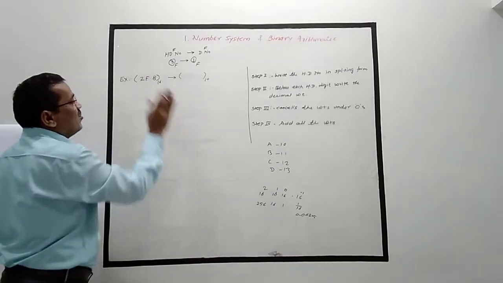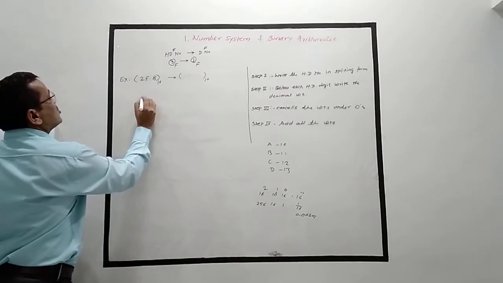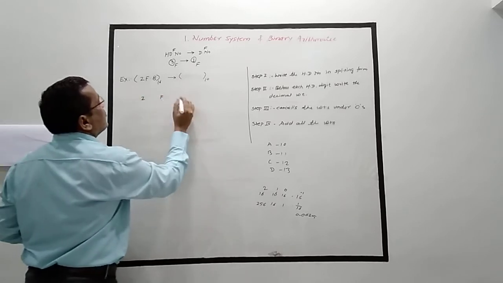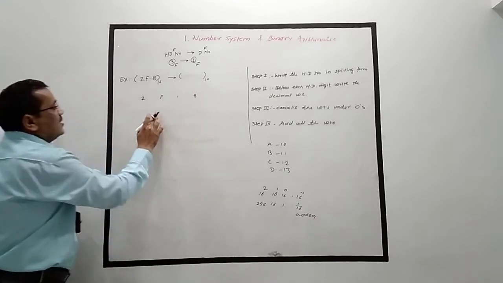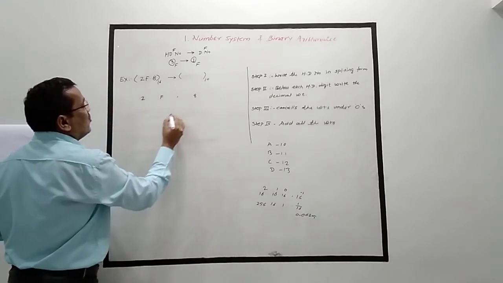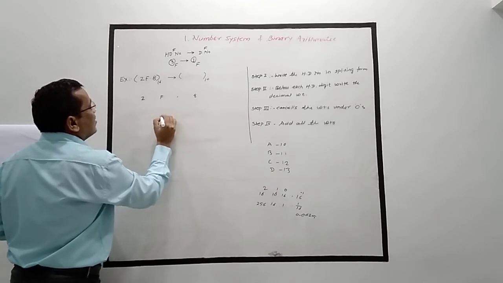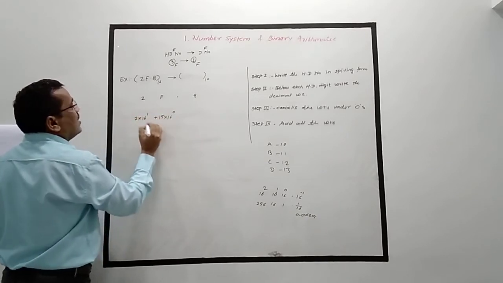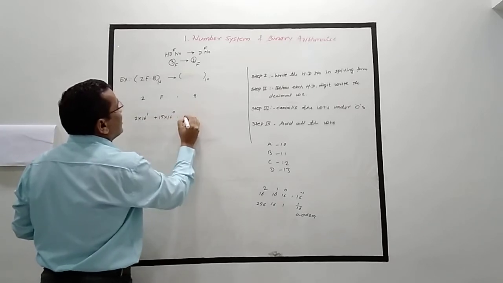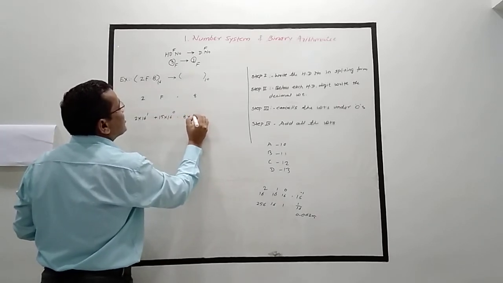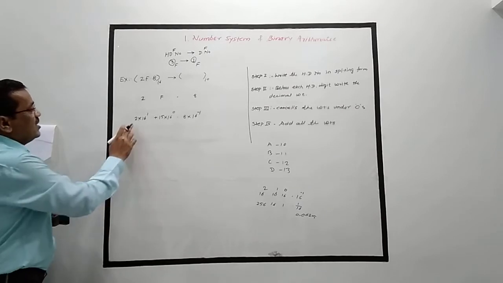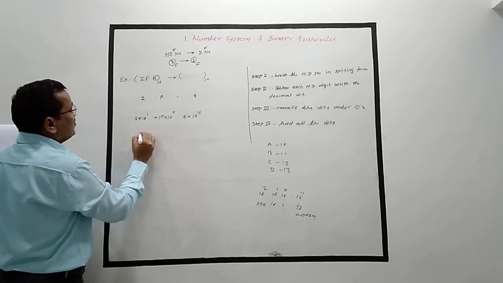Now write this number into the splitting form. So write the hexadecimal number into its splitting form. So 2F.8. Here to the left of decimal point we have to write F, it is 15. 15 into 16 raised to 0 plus 2 into 16 raised to 1 point. Here 8 into 1 by 16, that is 16 raised to minus 1. Here 2 into 16, 32.